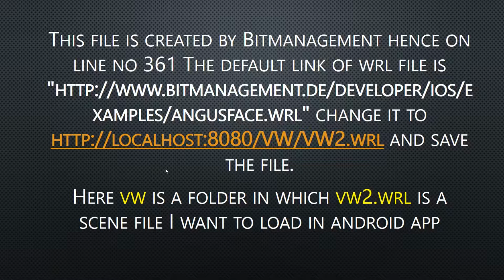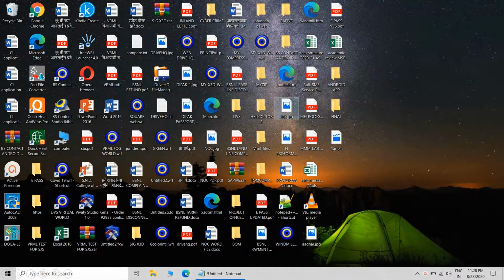just change that particular folder. So my VRML content will be vw2.wrl. This I want to open. So this is the default content and this is the content that I want to open. Okay, and this is the scene that I want to load in the Android app.